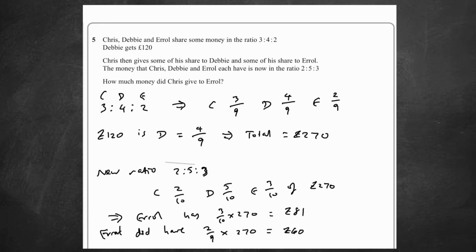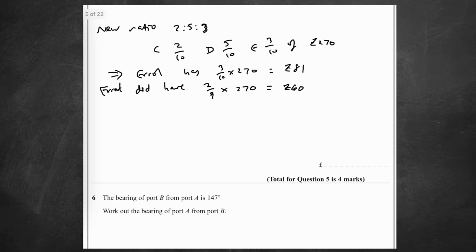Just scroll down a bit. You can see where this is going. Therefore, Chris gave Errol £81 minus £60, which is just £21.